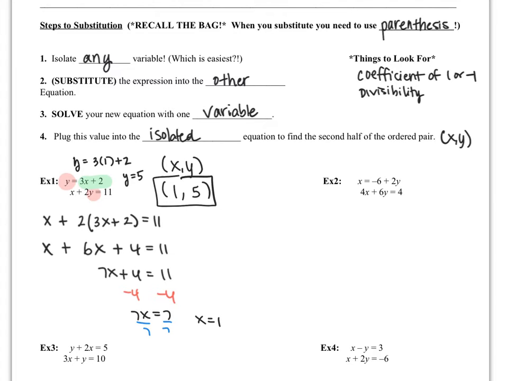And what this would mean is that if I were to graph these two equations and look at where they intersected, they would intersect at the point (1, 5). So at this point, I want you to pause the video and try example 2.